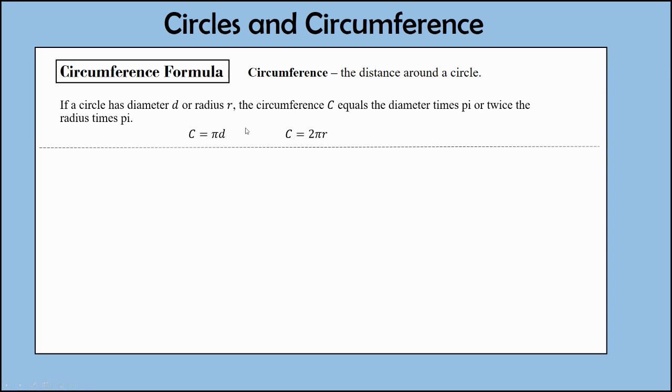So we have 2 different equations we can use. Which one do you choose? Well, it depends on which one you're given. If you're given a diameter of the circle, then I would use this one. If you're given the radius of the circle, then I would use this one. So you just have a little option there based on what information you're given.